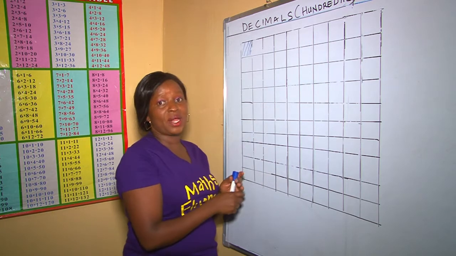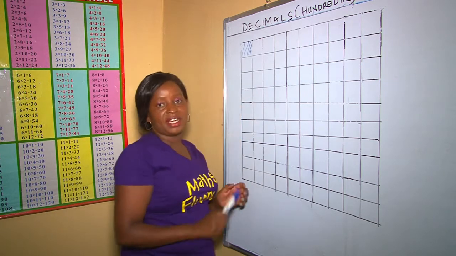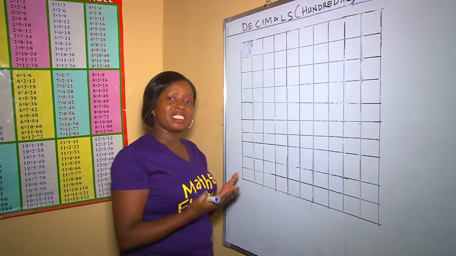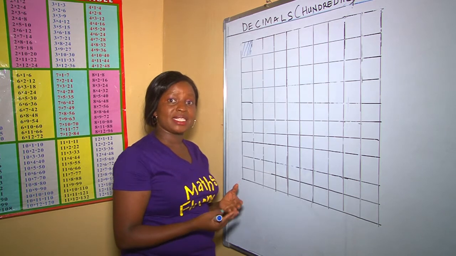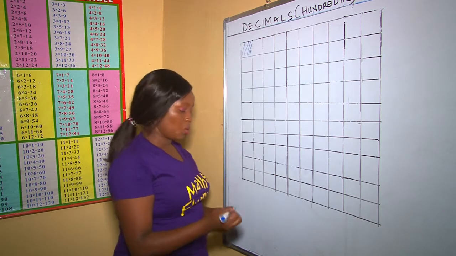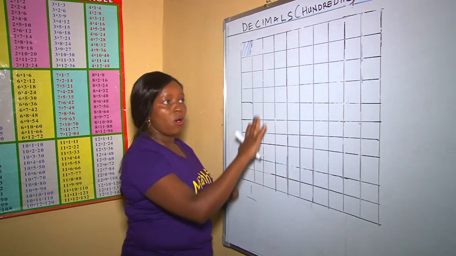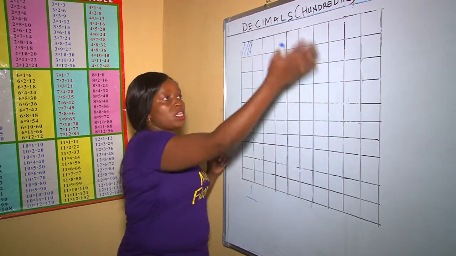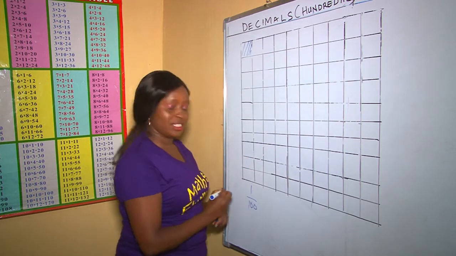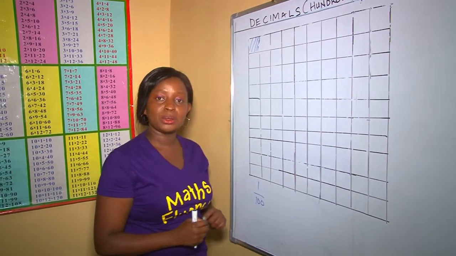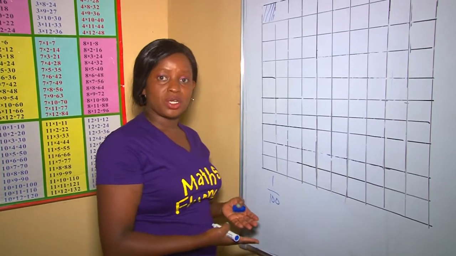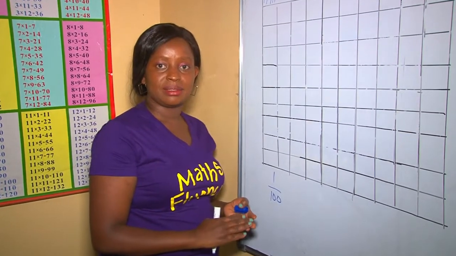Out of the 100 squares, one has been shaded here. To write it as a fraction, how many squares are shaded in this grid? It's 1 out of all these squares, and all these squares are 100. Therefore, this takes us back to fractions. Fractions and decimals are related.